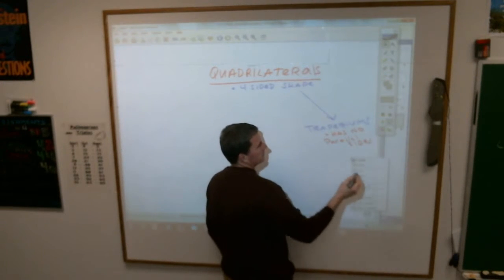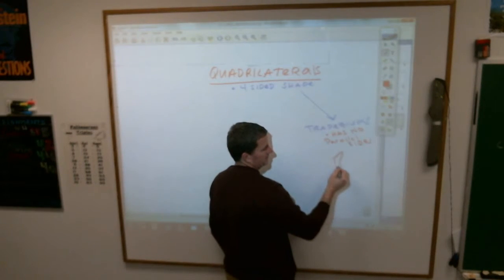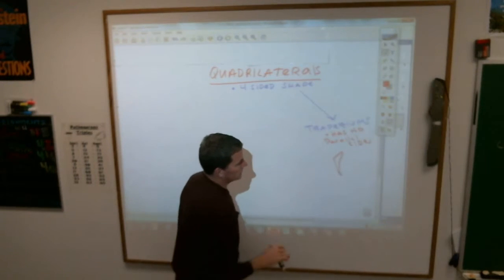It just looks goofy. It would be something that looks kind of like that. It just has four sides, none of them are parallel.